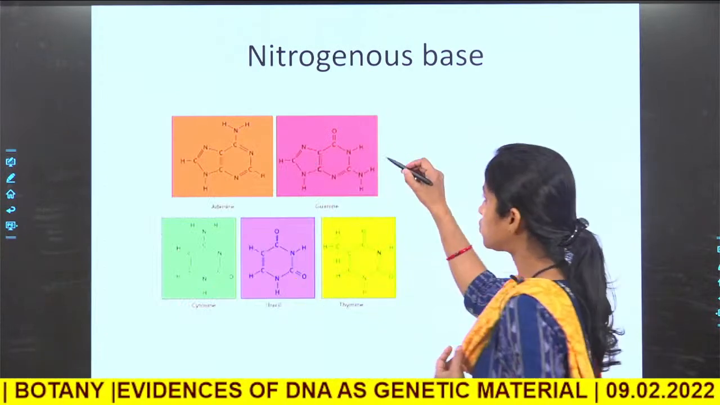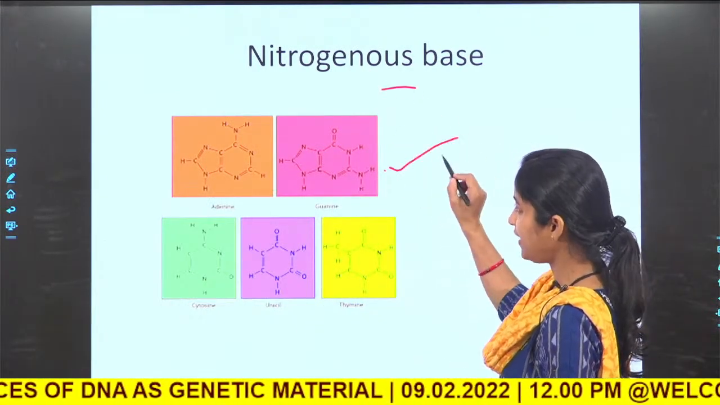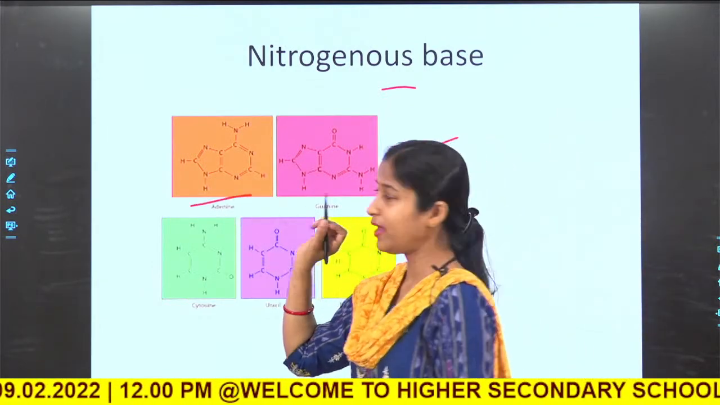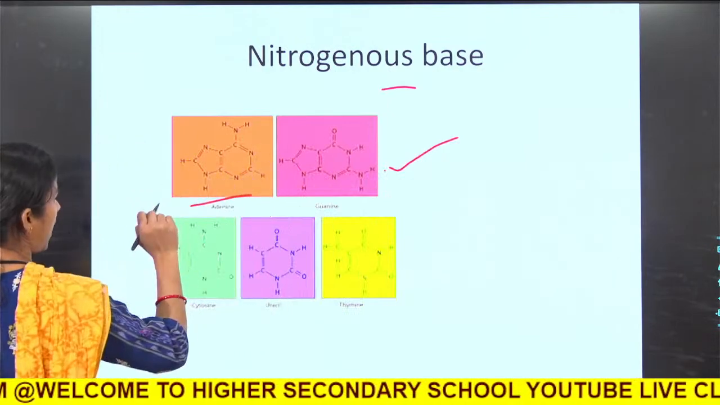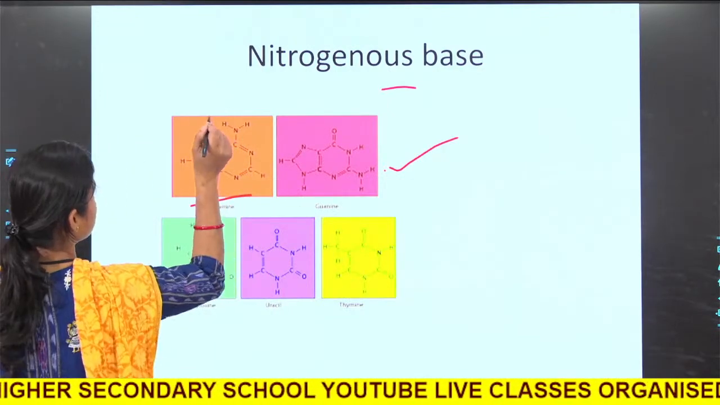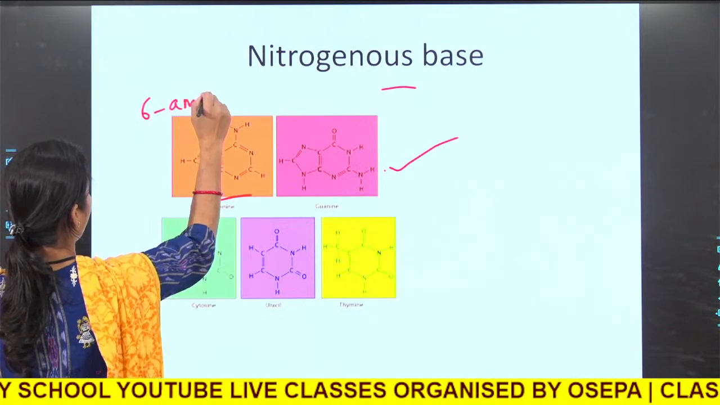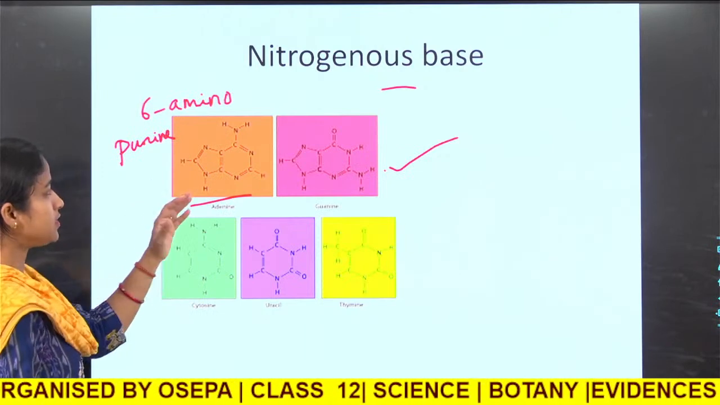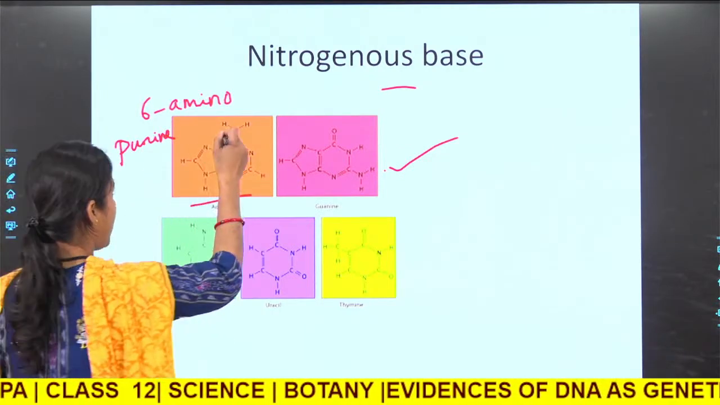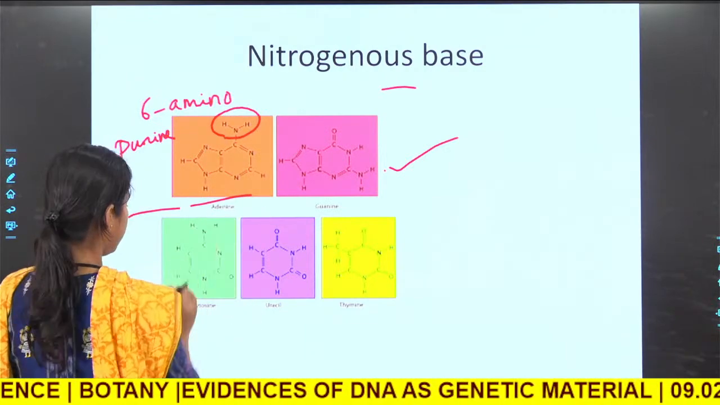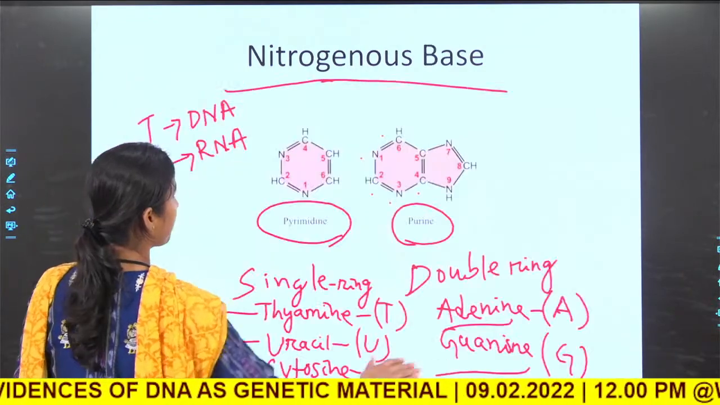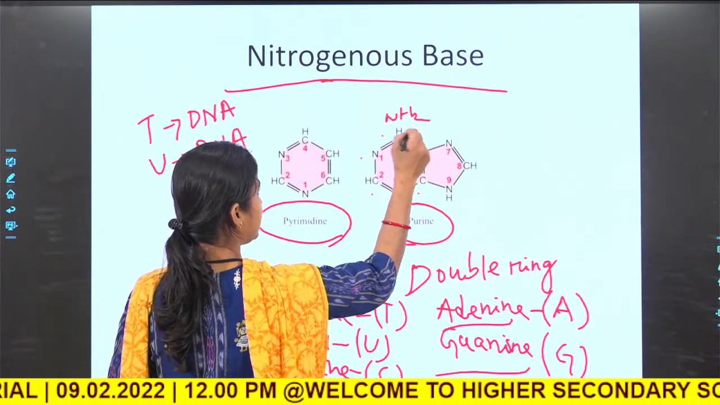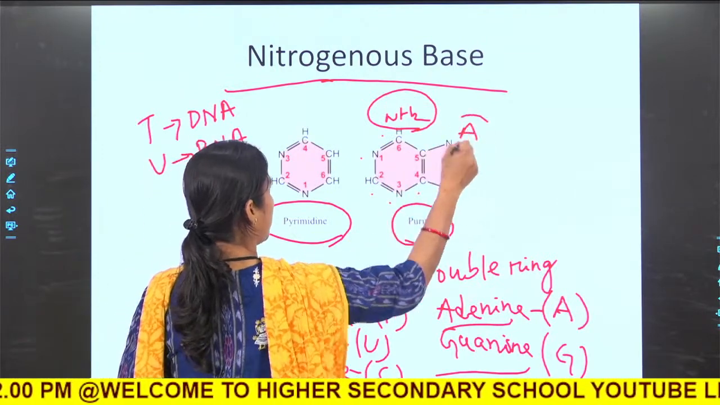Now, this is the structure of the nitrogenous base guanine. Okay. This is the structure of adenine. Adenine is nomenclatured as 6-amino purine, which means an amino group is present. You can see an amino group is present at this end in the case of the adenine molecule.